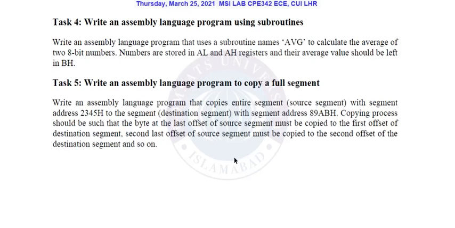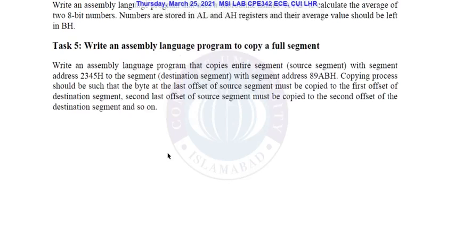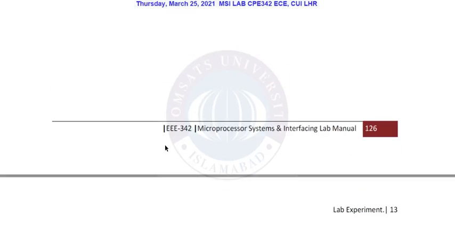When I talk about the entire segment, that means starting from the offset address 0000 till FFFF. Each segment has the minimal or starting address with offset 0000 and the final address will be segment address FFFF. So now you need to copy the entire segment. To keep copying the entire segment, definitely you need to use loops as well, and then some conditional or unconditional jumps as well.